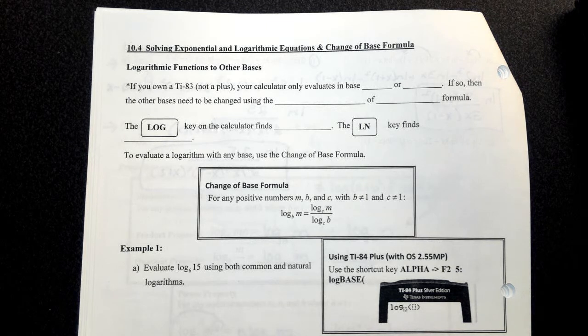If you do not have an 84 with the updated operating system, for example, if you have an 83, the only way you're going to be able to evaluate logarithms that have a base other than 10 or e is to use what's called the change of base formula. Even if you do have an 84, you still have to know the change of base formula in order to solve log equations. Some log equations will have two different log functions with different bases. So in order to solve the equations, the first thing you have to do is rewrite the expression so that you have all the same base in the equation, which we'll take a look at next class.